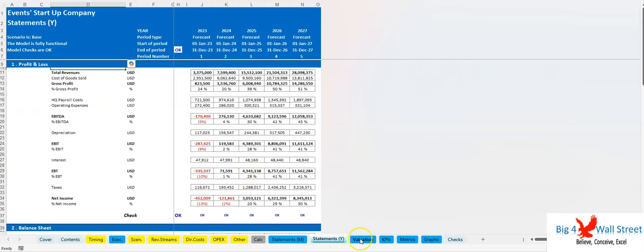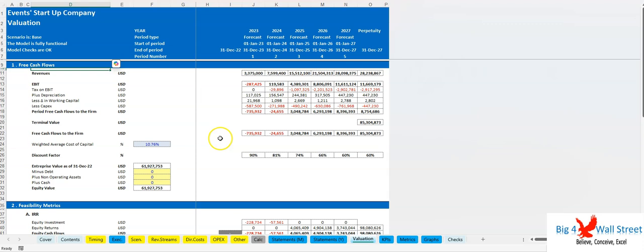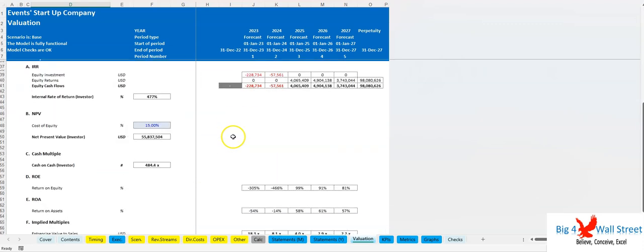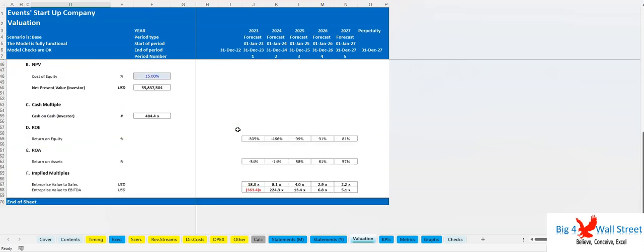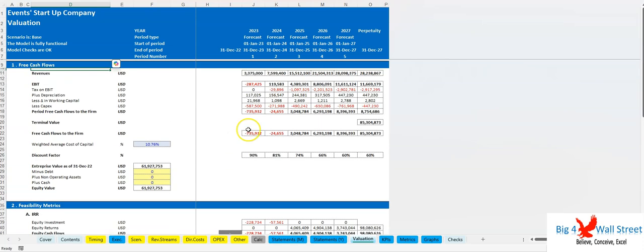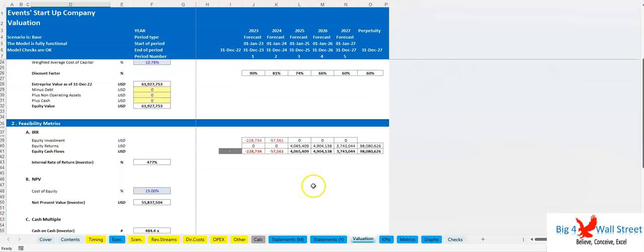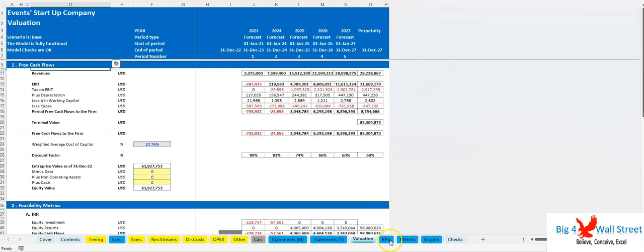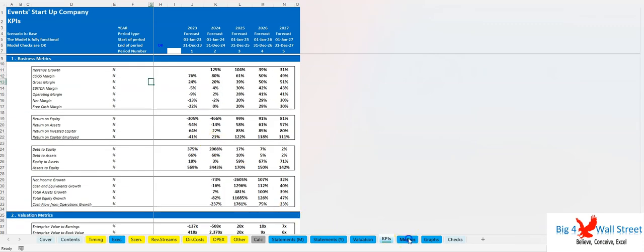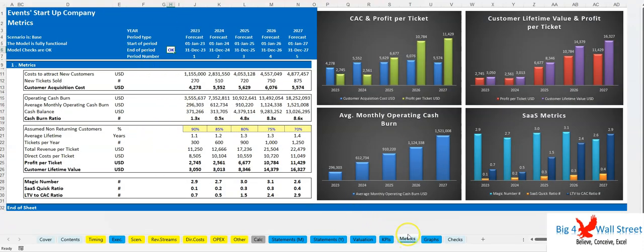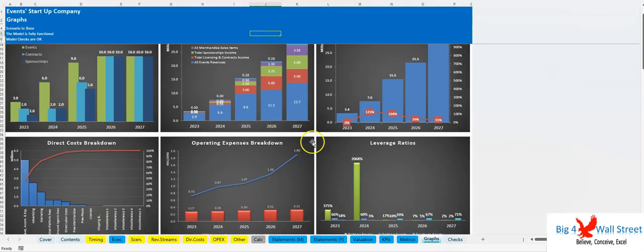Moving to the Valuation tab, a valuation is performed by using the free cash flows to the firm, and then a series of investment metrics are presented: net present value, internal rate of return, profitability index, payback period, discounted payback period, sensitivity analysis. In the Graphs tab, various graphs present the business metrics, revenues, operating costs, and profitability.